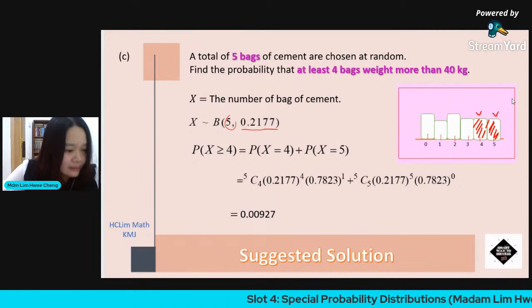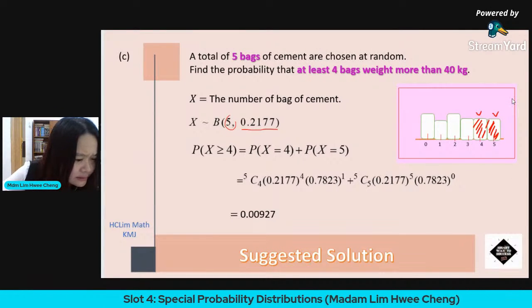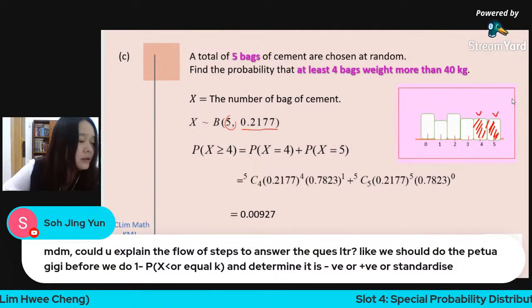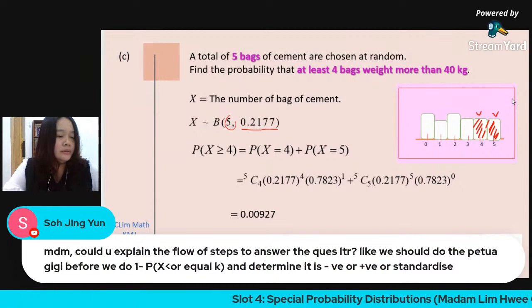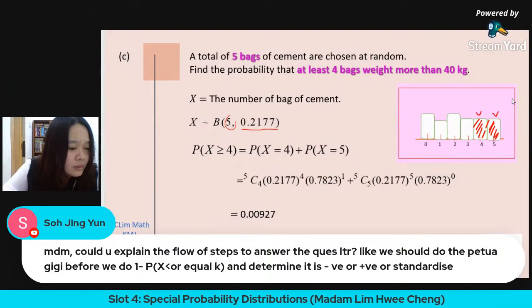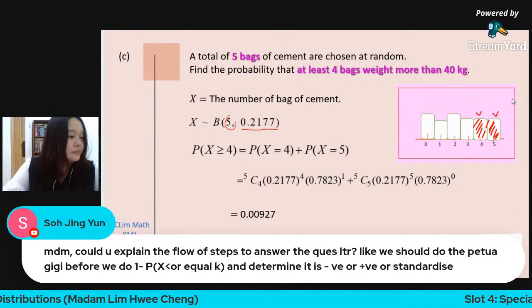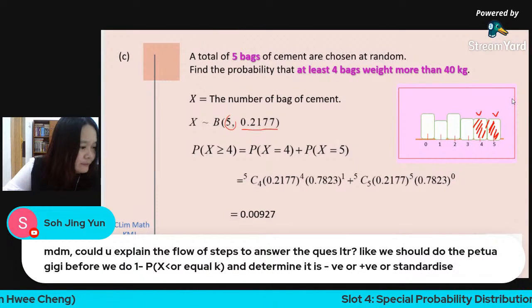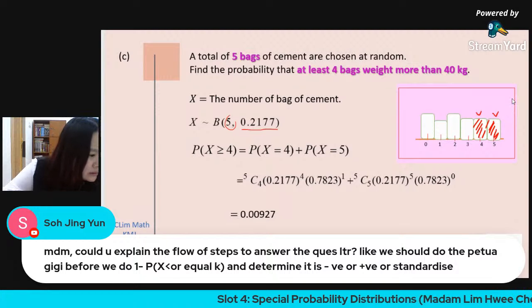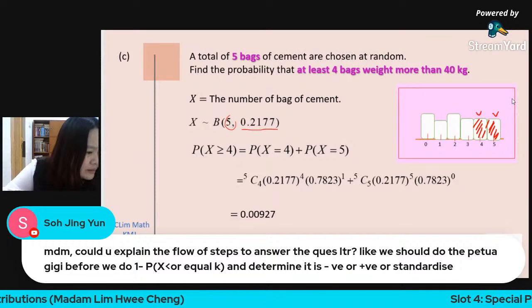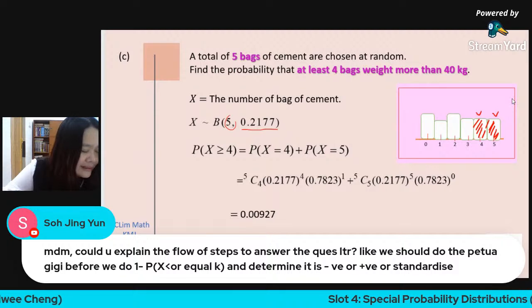I think somebody is asking a question. Can the moderator post the question? Jing Yun, right? Could you explain the flow of steps to answer the question? Like we should do the petua gigi before we do 1 minus F equal k, and determine whether it is positive or negative or standardized.